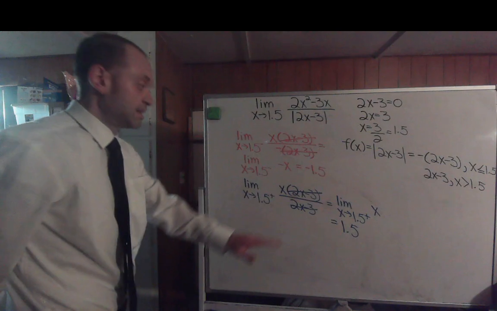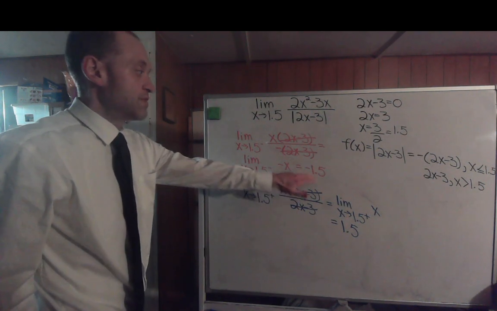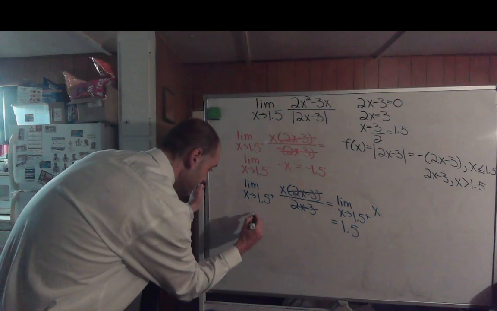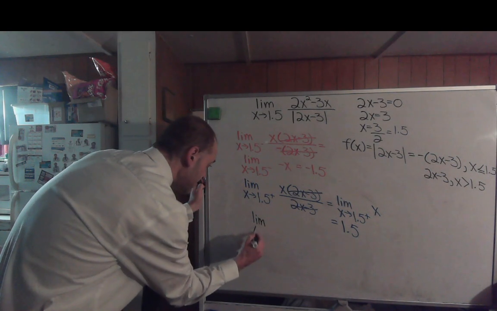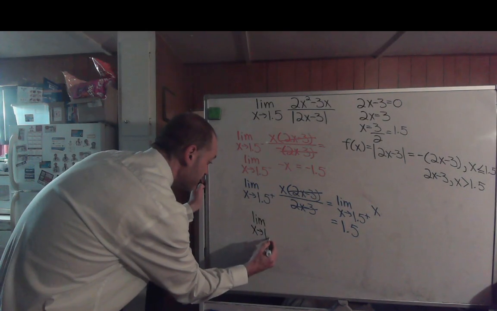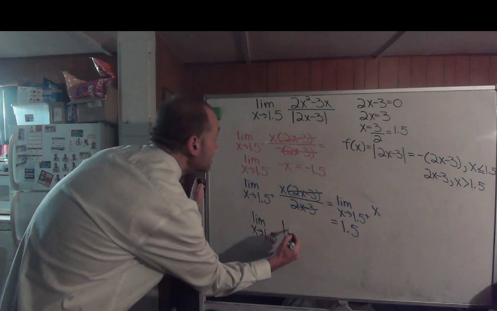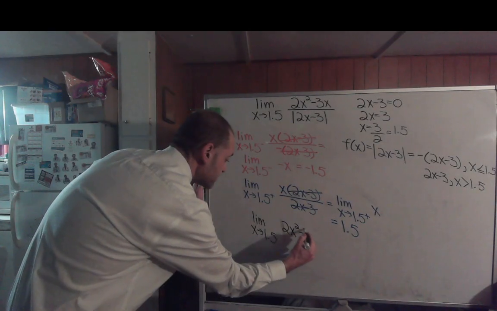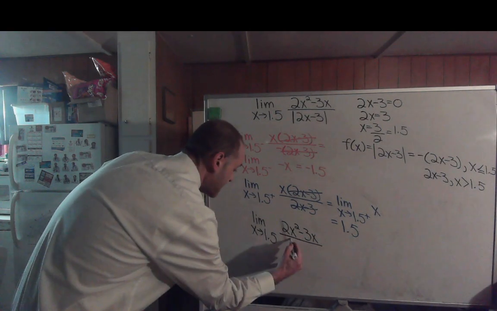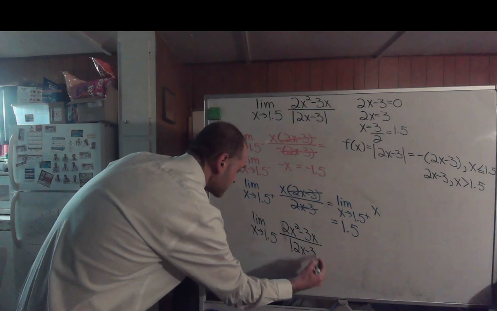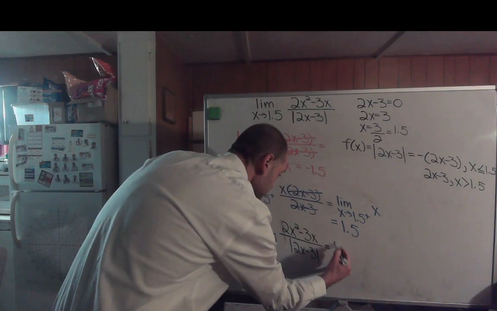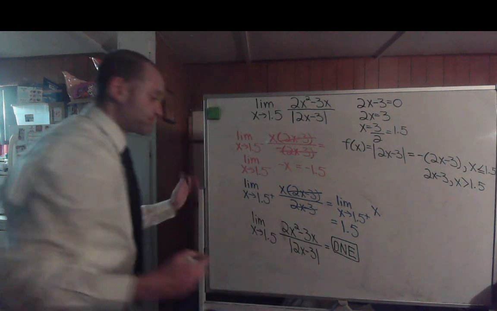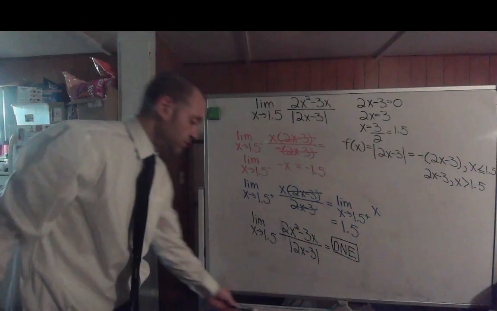Well, the left-handed limit is equal to negative 1.5. The right-handed limit is equal to positive 1.5. Therefore, the general limit doesn't exist. So the limit as x approaches 1.5, the general limit of 2x squared minus 3x divided by the absolute value of 2x minus 3 does not exist. So this limit will not exist. The general limit at least won't.